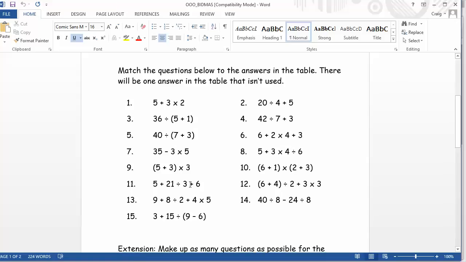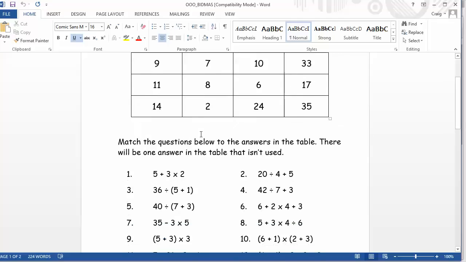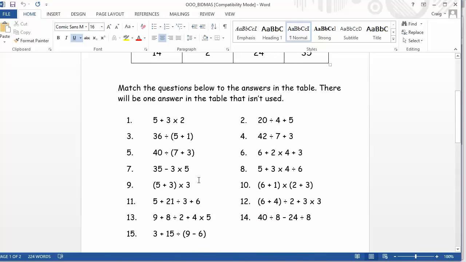So that's what I do. I set these for my kids at the start of the lesson. They all crack on with it. We have a vote at the end on what was the missing answer that didn't match up to a question. We then discuss two or three of the hardest ones.